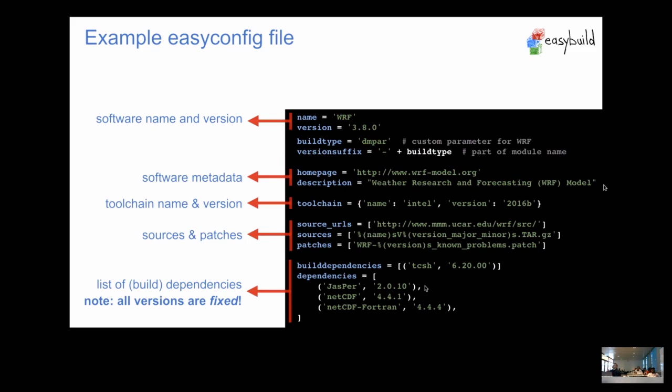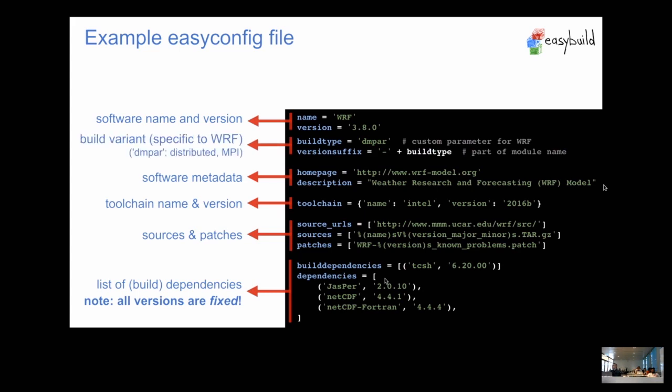So there's a difference between build dependencies, which are only loaded while the installation is running, and runtime dependencies, which are also loaded as a part of the generated module file. And one thing to note here is that all these versions are fixed. So you have to specify a hard version for each of these. And the main reason for this is once this installation worked, you can easily give this easyconfig file to somebody else, or we can include it in the next version of EasyBuild and let other people install this particular version of Wharf quite easily.